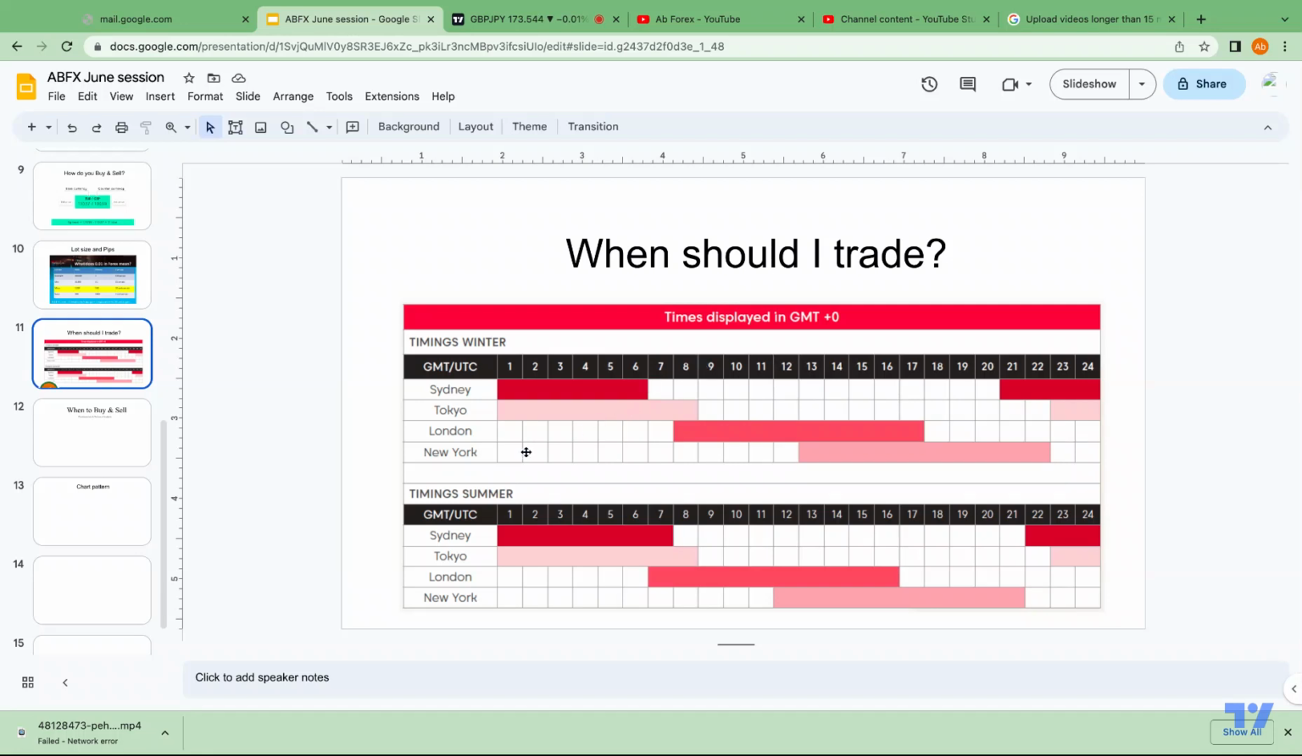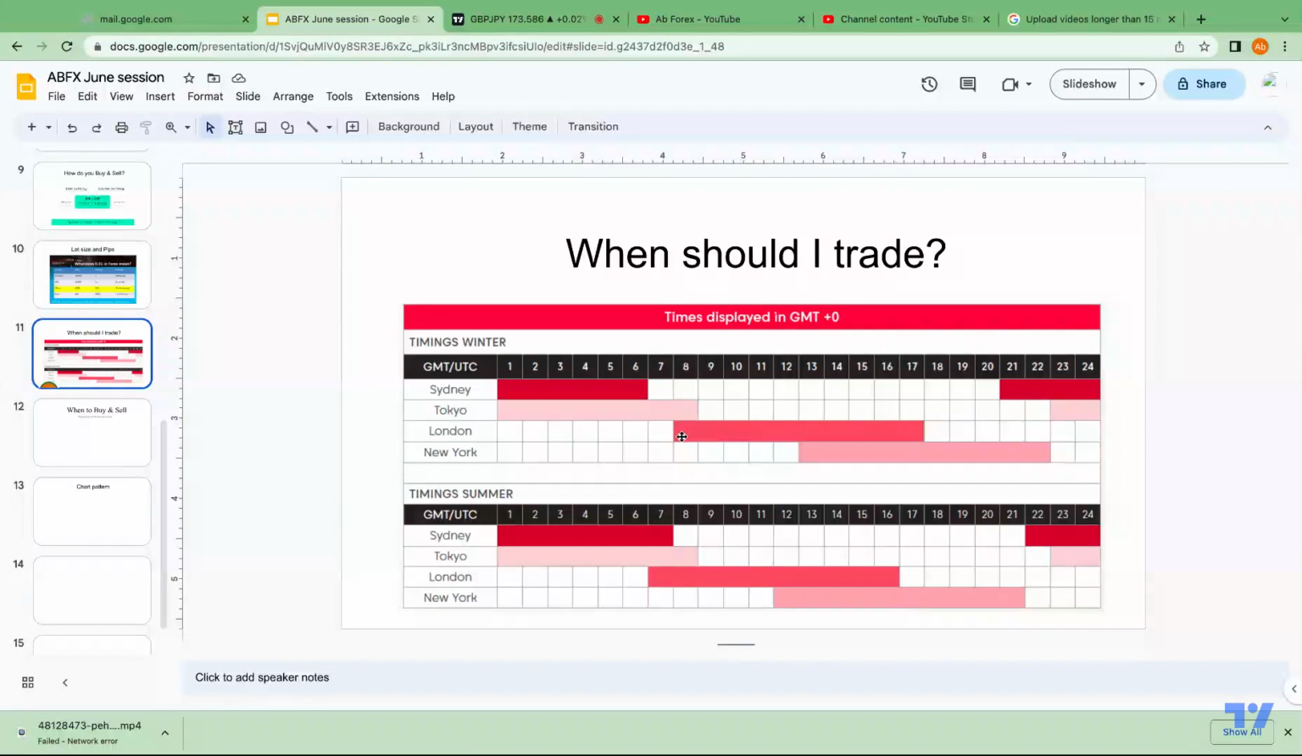Now, the Sydney is the first session you always get. It opens at 9 p.m. GMT, and closes in the morning at 6 a.m. Then you notice the Tokyo session. We'll call this the Asian session. Now we have what we call the London session.